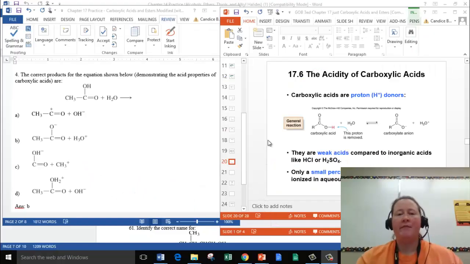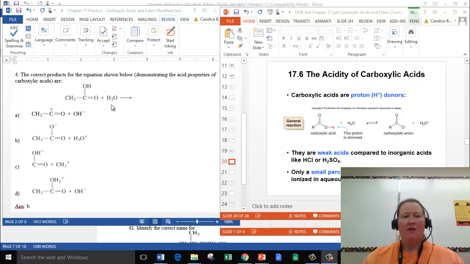Okay, I lied. I'm back. I wanted to bring the end of this video back to the original problem, in which it asks for what the correct products would be in the equation shown below. So when we add a carboxylic acid to water, this hydrogen gets donated to the water to produce hydronium. Now if we look at the choices here, only one of these choices, answer B, has that hydronium ion.